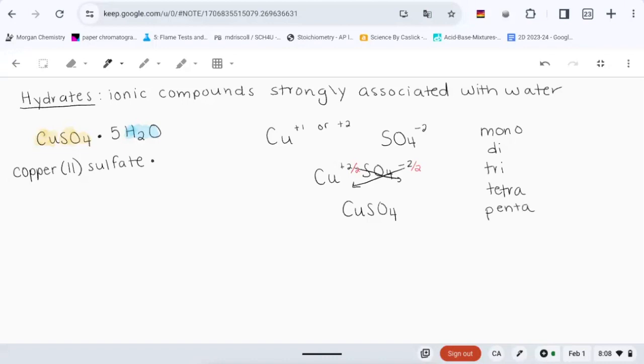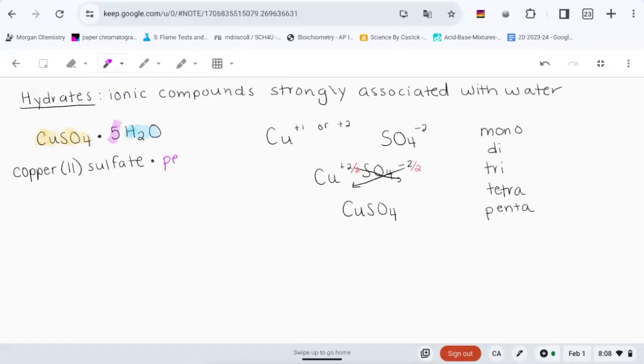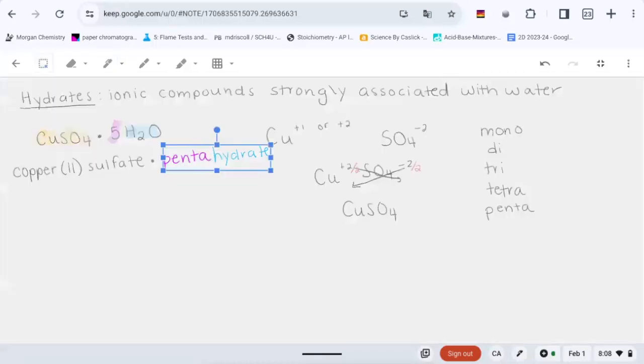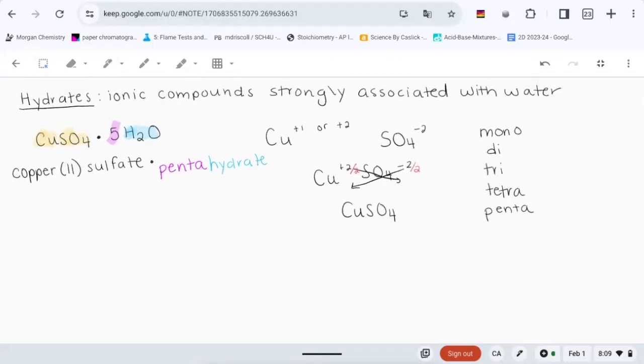So we would say penta for the 5, and then hydrate for the water. So it would be copper 2 sulfate pentahydrate. So that's how we would name the full compound. Okay. So that's the last one we'll do for naming right now.